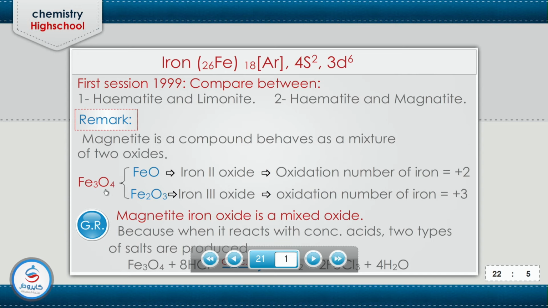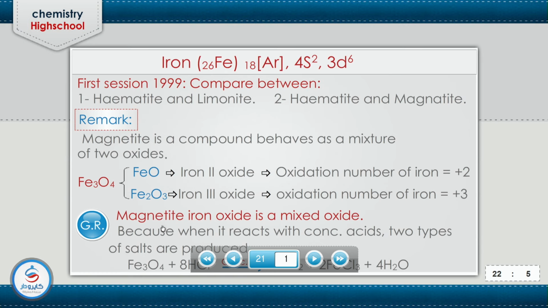Magnetite, Fe3O4, behaves as a mixture of two oxides, ferrous oxide FeO and ferric oxide Fe2O3. Ferrous oxide is iron 2 oxide. Ferric oxide is iron 3 oxide. Note that there is a difference between ferrous and ferric. Ferrous is iron 2, ferric is iron 3. The oxidation number of iron is plus 2 in the case of ferrous, but in the case of ferric, the oxidation number of iron is plus 3.